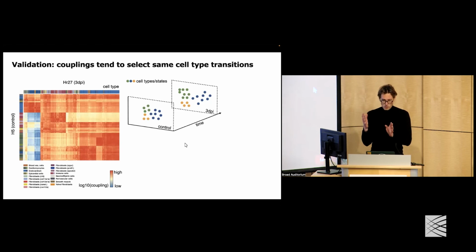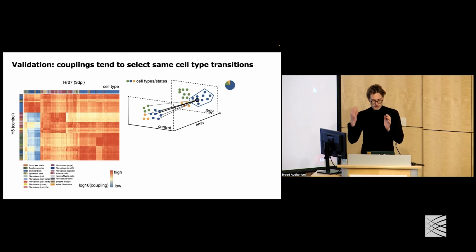Say we have control and we have 3 DPI. We have these 3 different populations at both time points. Let's say we focus on this blue population for now. Then for each of the blue cells, we can look into the coupling, which tells us something about where this cell is linked to at control. So it provides a notion of this matching. And let's say we just take the 20 cells, for example, that are most closely matched to this blue cell here. Then this gives us a distribution over these 20 cells at control. So we get a distribution of the cell type of these 20 different cells at control.